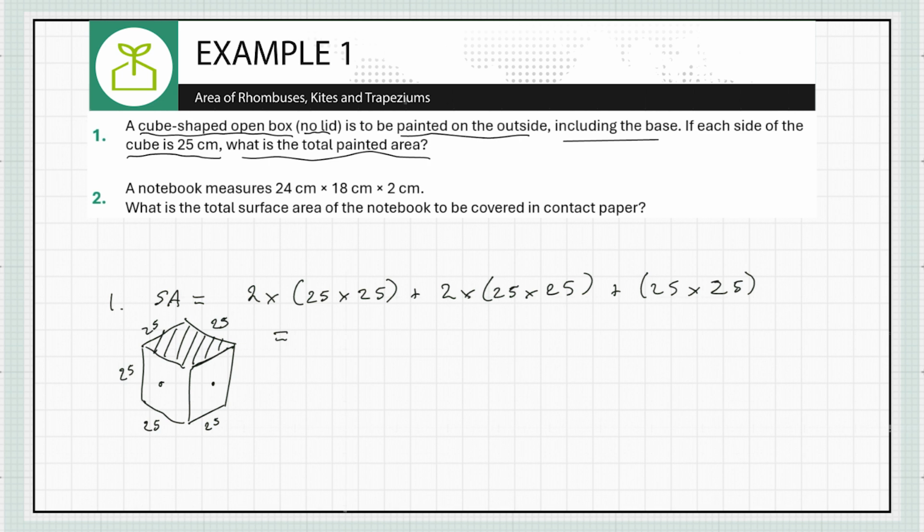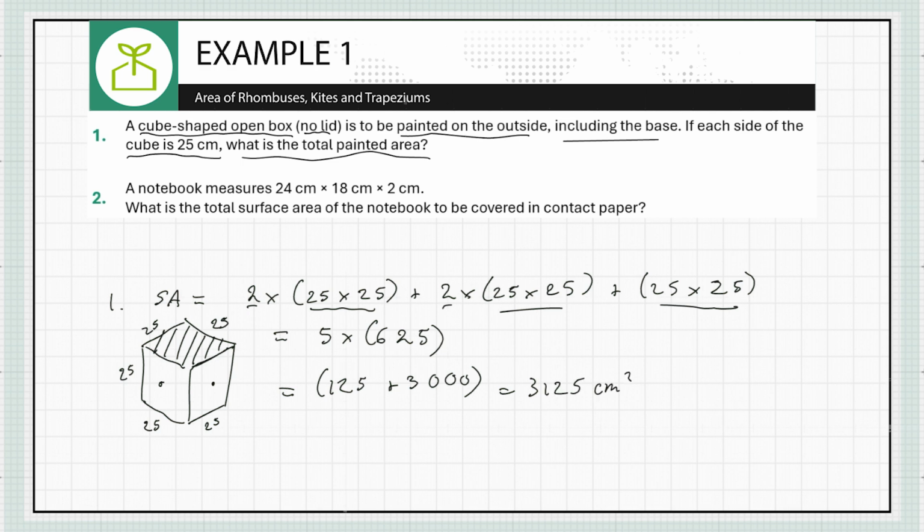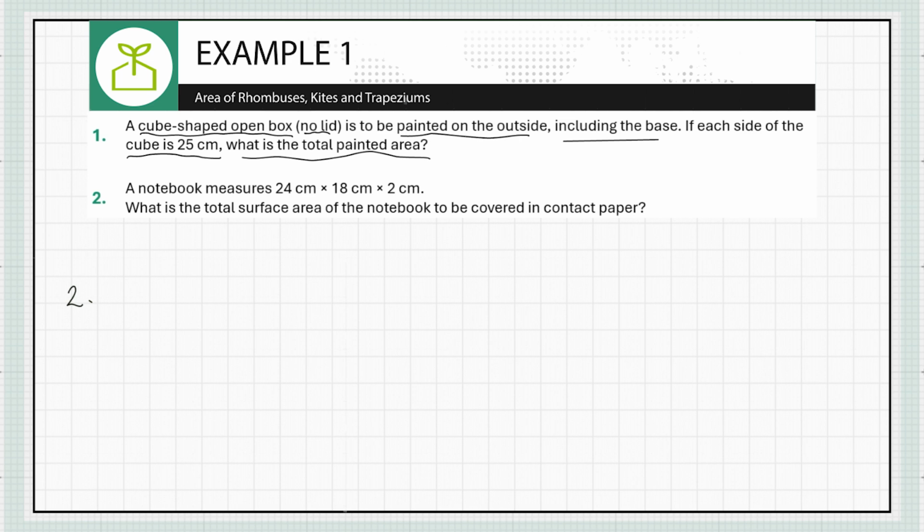So 25 times 25 is equal to 625. In the end, if this is 625, this is 625, and this is 625, and there are 2 groups here, 2 groups here, and 1 group here, it's going to be 5 times 625. 5 groups of 625 is just going to be equal to 125 plus 3,000. So that equals 3,125 centimeters squared.